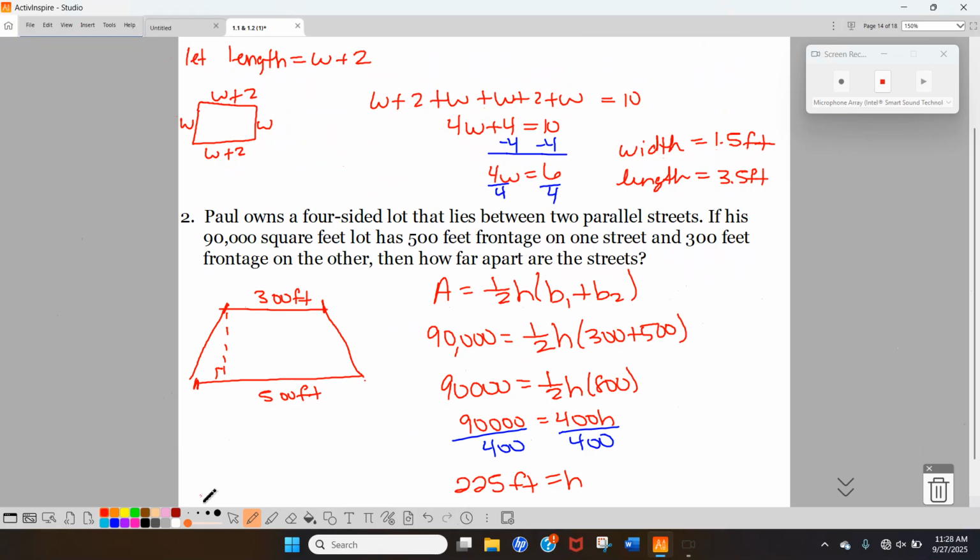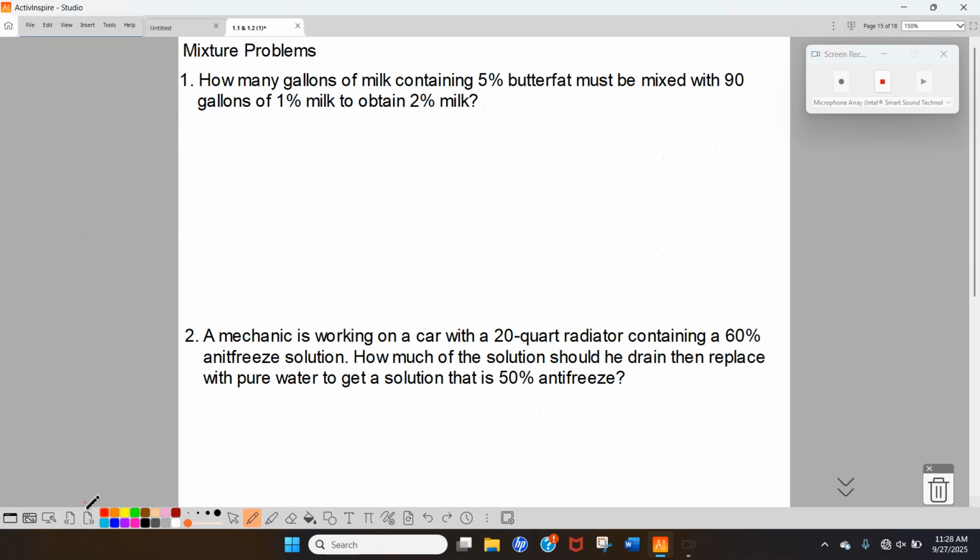All right, so moving on to the next type, mixture problems. For mixture problems, again, you're going to have to do a statement about what your variable stands for, and then solve the problem, and then at the end, give a statement about what your answer is.